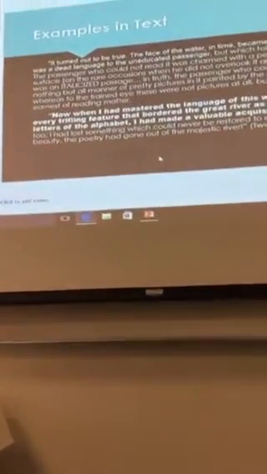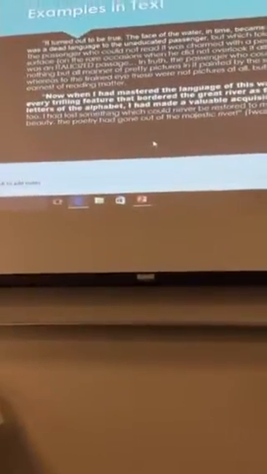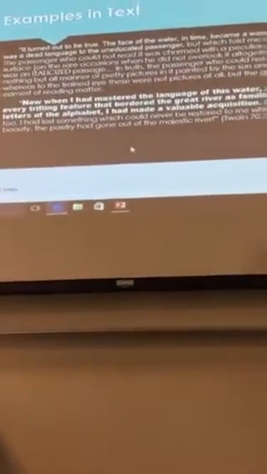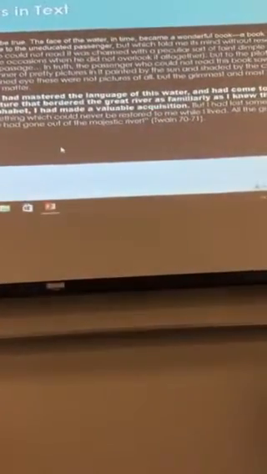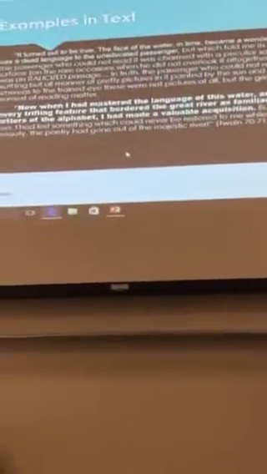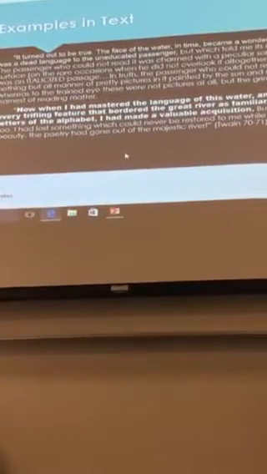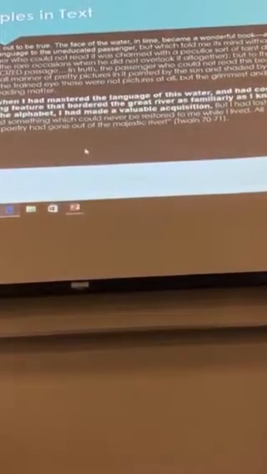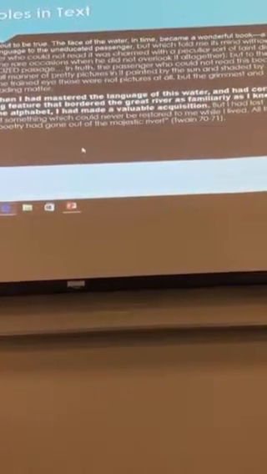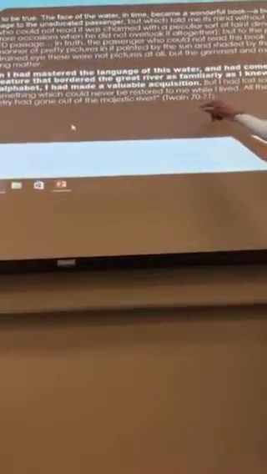Which sentence? The bolded one? The bolded one, right. First of all, in the bolded one, what's the first independent clause? Now when I had mastered the language of this water. No, sorry, the independent clause. I started off with first, so that was probably misleading. The last sentence, I had made a valuable acquisition. I have made a valuable acquisition, right.